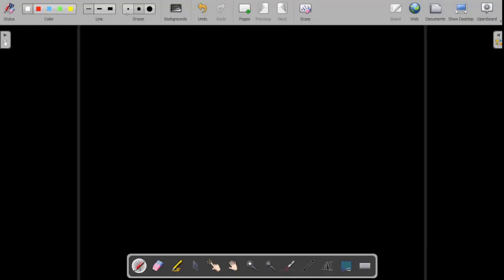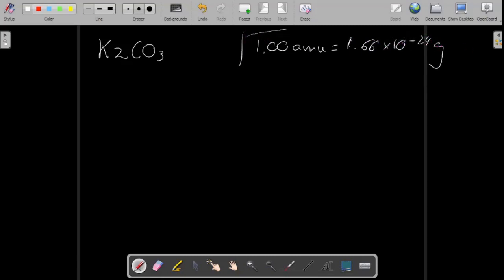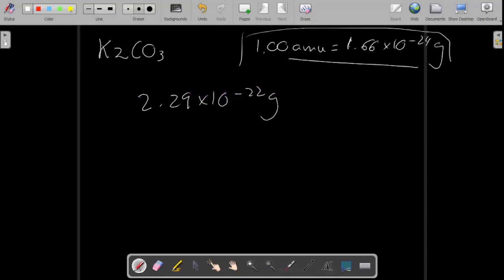But basically, they give you this molecule, potassium 2, carbonate 3, and of course they give you the conversion factor: 1 AMU equals 1.66 times 10 to the minus 24 grams. These are the two things that they give you, and they want to know the mass in grams for this molecule. So the answer should be 2.29 times 10 to the minus 22 grams. If you got this, move on. This is a video, make it work for you. Just skip this part.